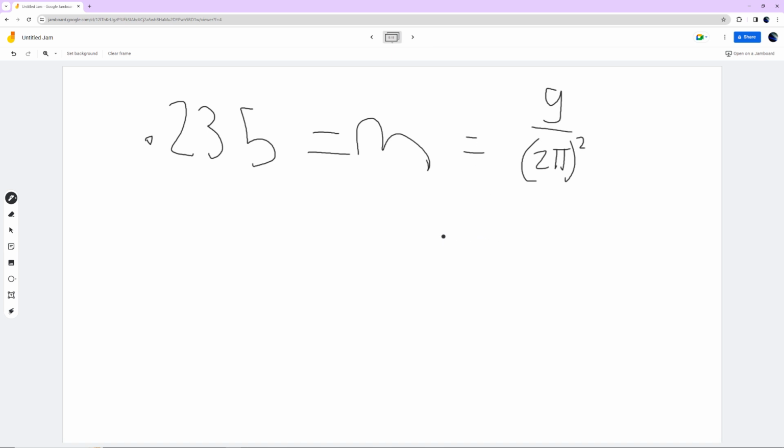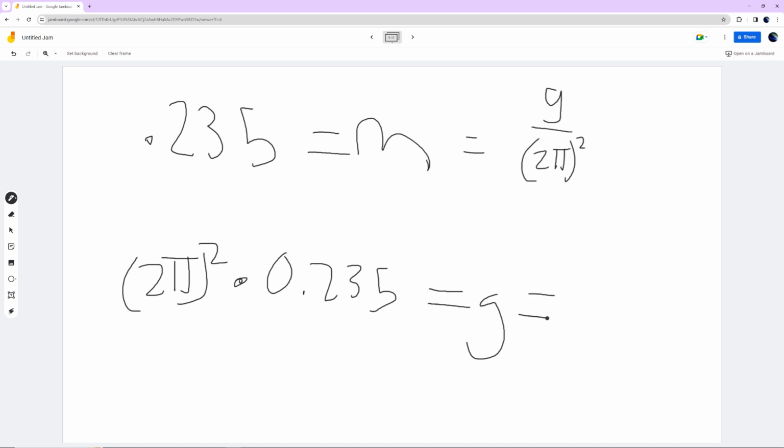Now if we're solving for g, all we have to do is multiply 2 pi squared by that. So we get 2 pi squared times 0.235, and I'm going to put parentheses around here. That's going to give us our value of g. I hope this is right-ish. 2 times 3.141 times 6.282, times 0.235. So this gives me a value of 9.27, and that'd be meters per second squared.